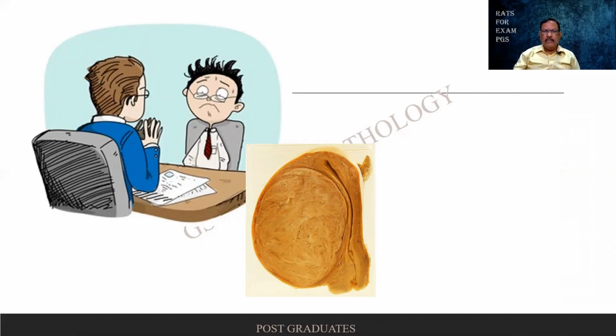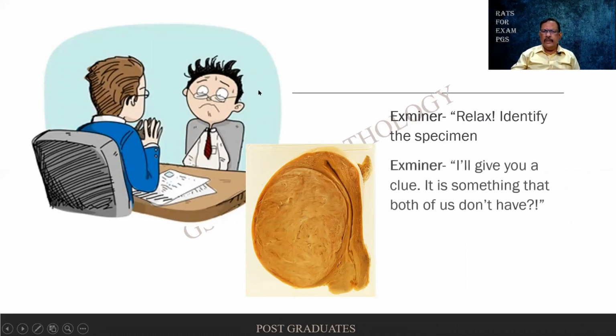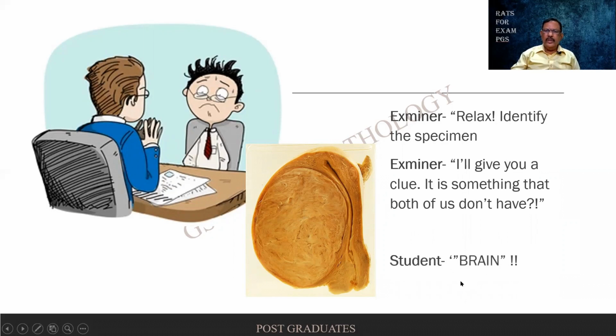Also, please remember that the examiners are quite compassionate and humane. This is one instance. Relax. Please identify the specimen. The student, you can see the state of the student. He is blinking, he is threatened, his hair is thrown out of shape, and then the examiner continues. I'll give you a clue. It is something that you and I do not have. And the student answers, brain.